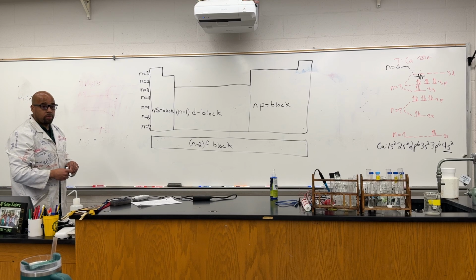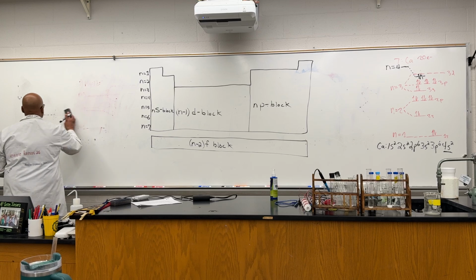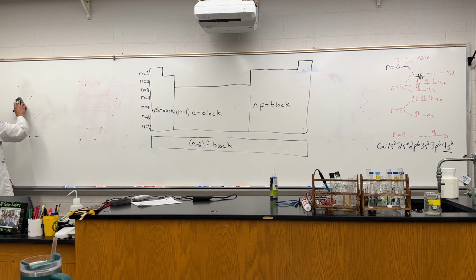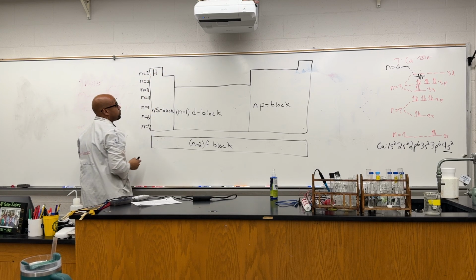All right, here we go. So what we're gonna start off with is hydrogen here. We write its electron configuration, and then we'll continue to just move on until we feel really comfortable with using this periodic table. So if we look at hydrogen, hydrogen is going to sit right here.